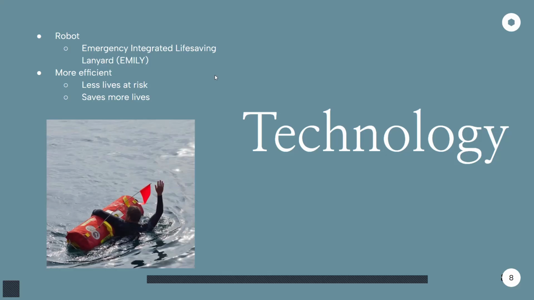Finally, technology. A marine robotics firm called Hydronalyze came up with a robot called Emily, which stands for Emergency Integrated Life-Saving Lanyard. This is a remote-controlled 1.4-meter-long buoy with foam covered by red canvas and surrounded by yellow ropes. It was made because the ocean is extremely strong, with rip tides, huge waves, and sea creatures. It can pull in so many people and puts so many lives at risk.